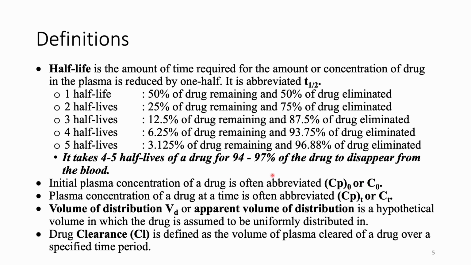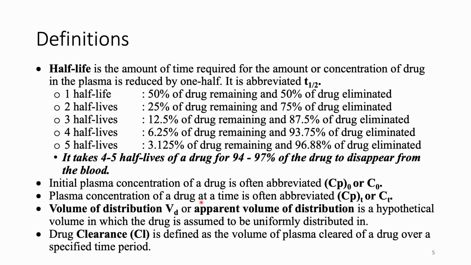This one is important. The C0 is very important to build the equation or formula to describe the plasma concentration of drug at any time. Remember that in practice, you just can't withdraw the blood at some time point from the patient.